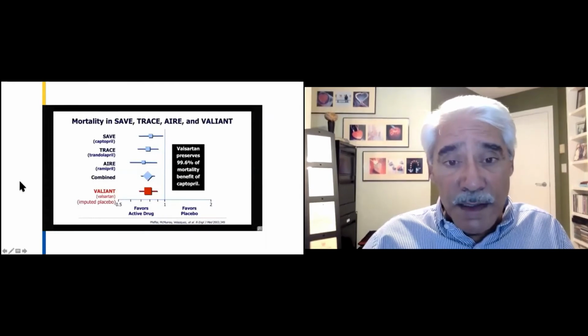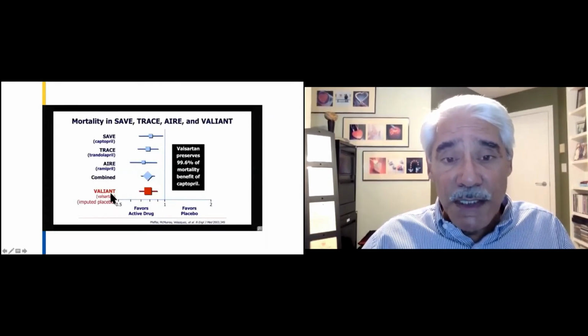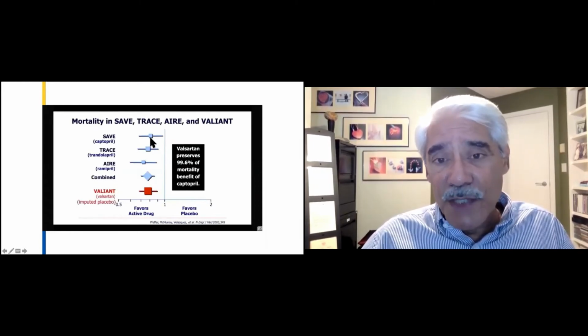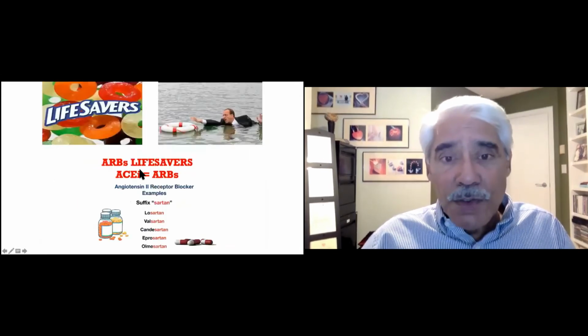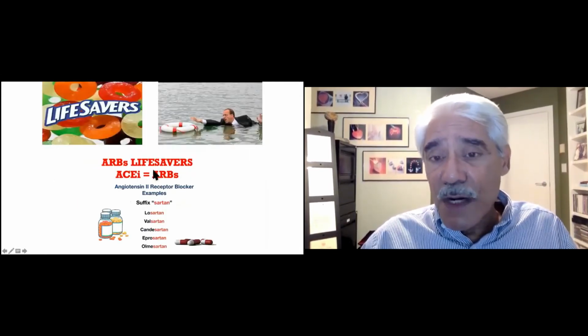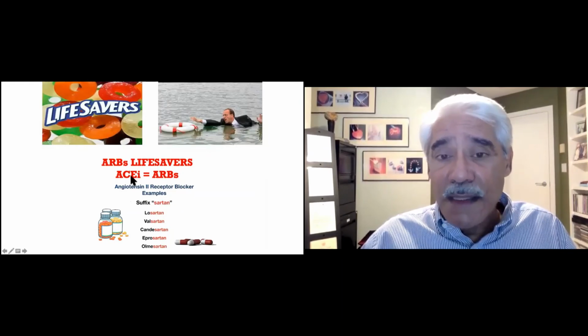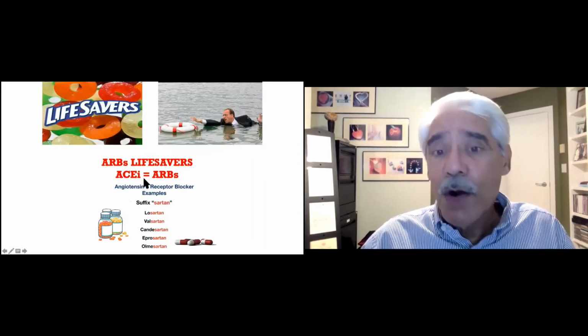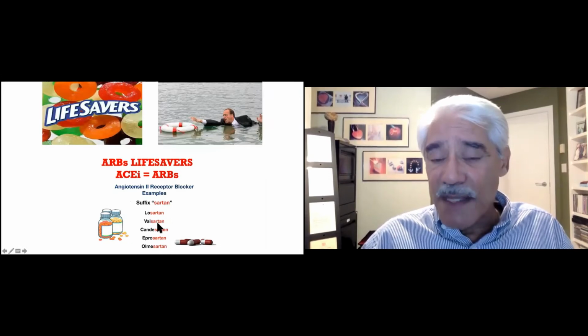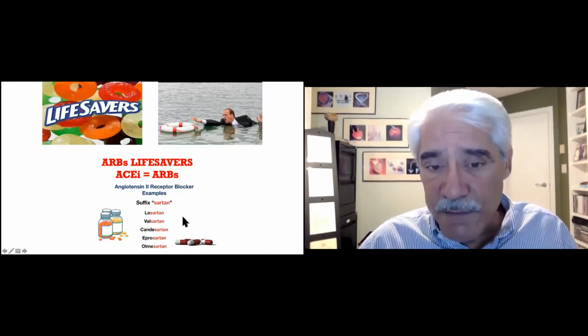And when another angiotensin receptor blocker, valsartan, was used in the Val-HeFT and VALIANT trials, it showed similar benefit to the ACE inhibitors. So we learned that the ACE inhibitors were lifesavers, and so are the angiotensin receptor blockers, and their benefit is equal. So you can use either an ACE inhibitor or an angiotensin receptor blocker, and the ones that have been best studied are valsartan and candesartan in the heart failure situation.